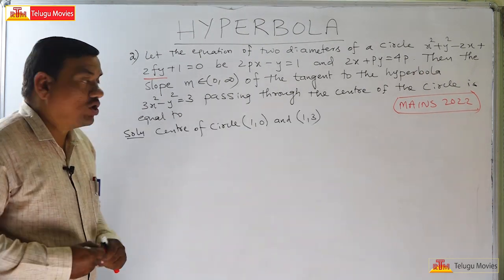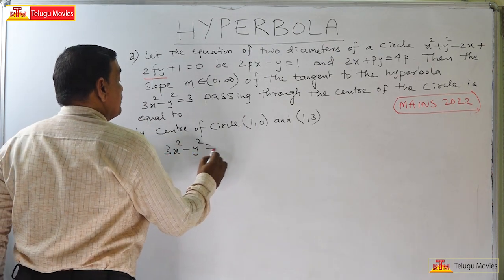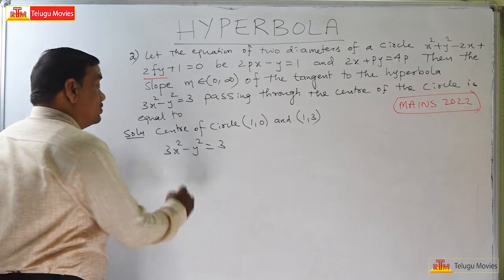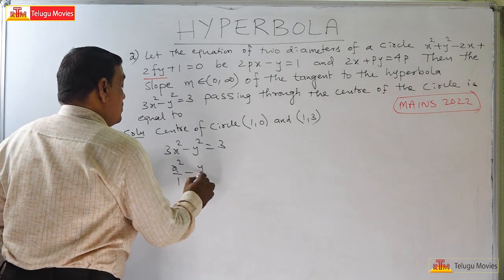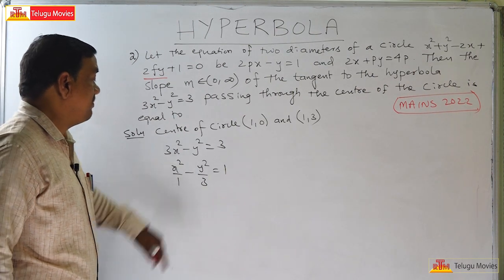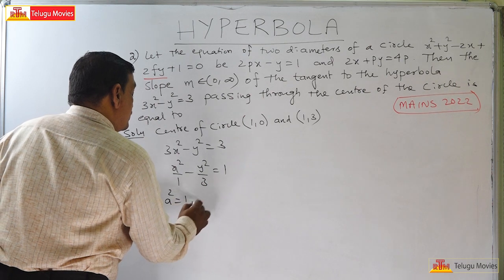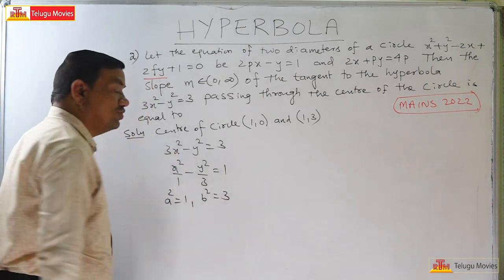Find the equation of the tangent to this hyperbola. So, this is 3x square minus y square is equal to 3. So, this is x square by 1 minus y square by 3 is equal to 1. Here a square value is 1, b square value is equal to 3.